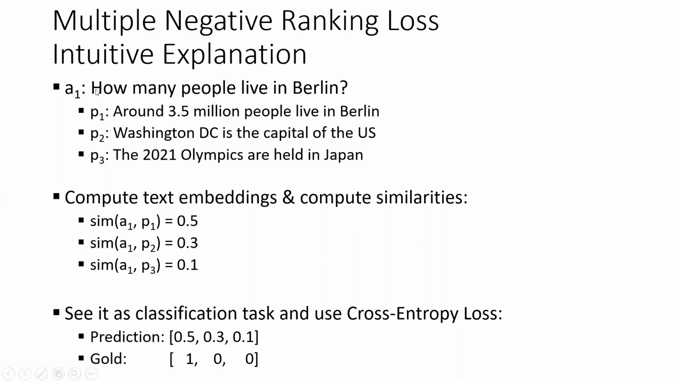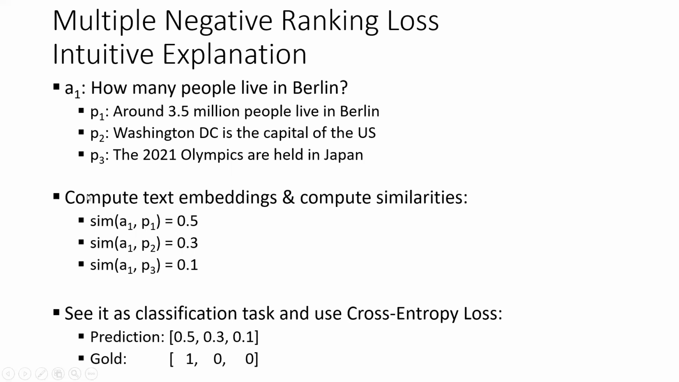So we have a question-answer data set. We have some question, how many people live in Berlin? And then we have the answer to this, around 3.5 million people live in Berlin. And we have different other answers in our batch. The second answer is Washington, D.C. is the capital of the US, and the 2021 Olympics are held in Japan. These are the different answers we also have in our mini batch.